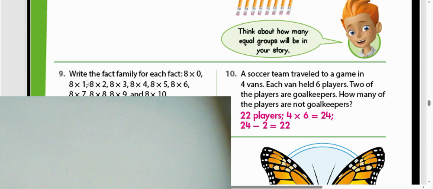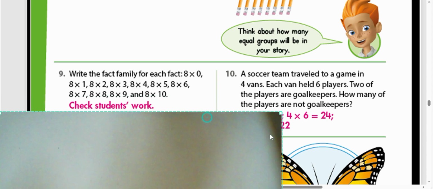0 times 8 is 0. 1 times 8 equals 8. 2 times 8 equals 16. 3 times 8, 24. 4 times 8, 32. 5 times 8 equals 40. 6 times 8, 48. 7 times 8, 56. 8 times 8, 64. 9 times 8, 72. 10 times 8 equals 80.